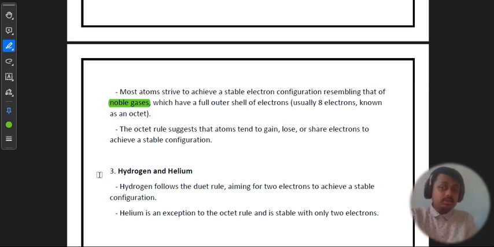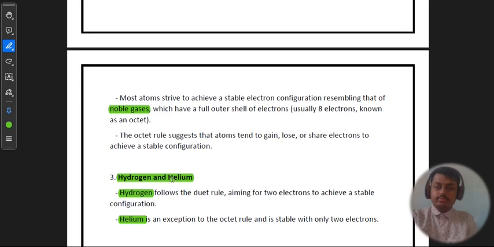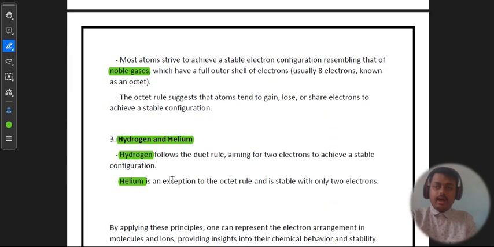There is an exception of hydrogen and helium in the octet rule. The exception is that hydrogen follows the duet rule. So hydrogen needs two electrons in its outermost shell to achieve stability. And helium is an exception to the octet rule because it is stable with only two electrons. This is an important point from the exam point of view.